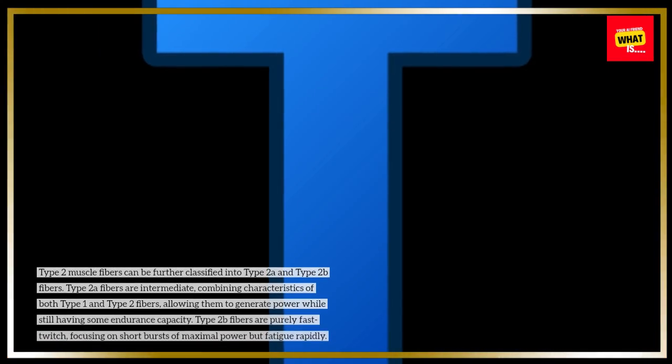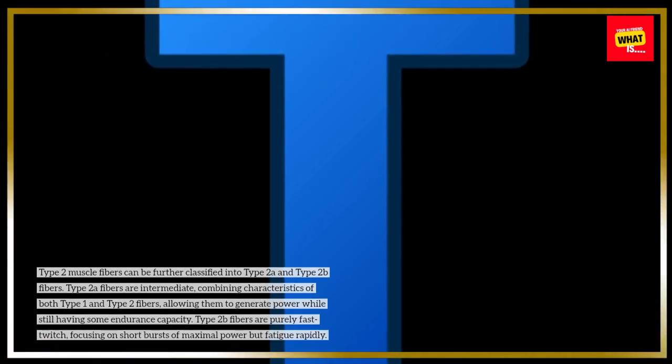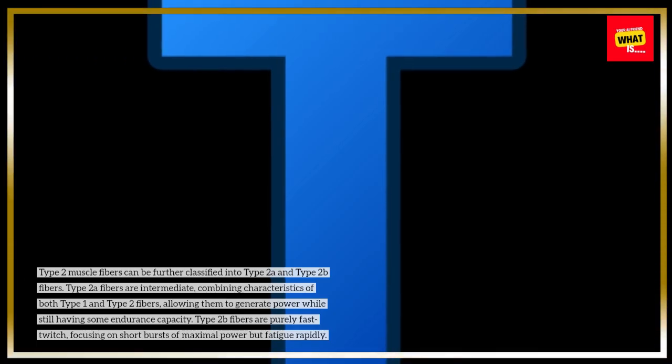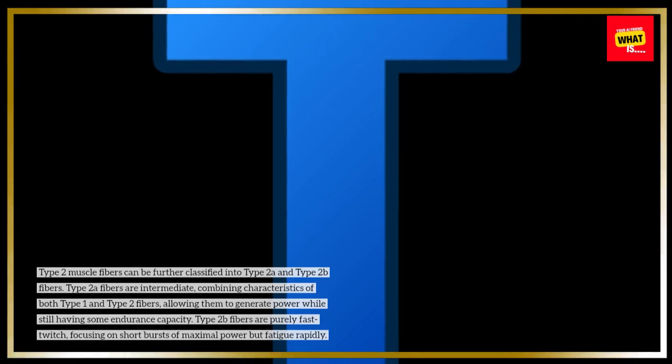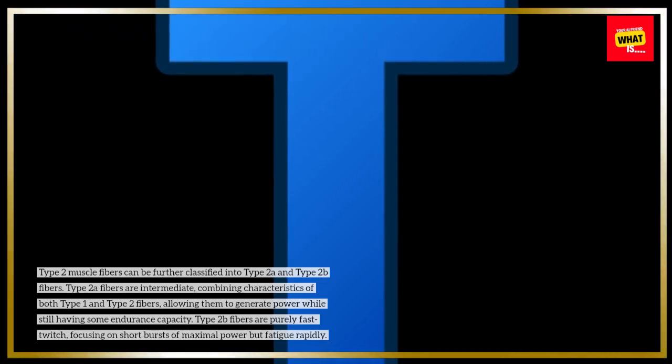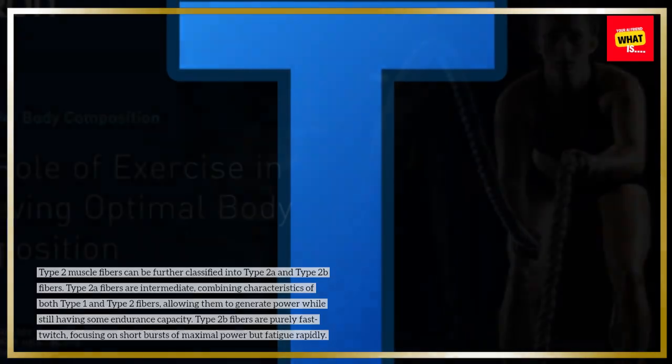Subtypes of Type 2 fibers. Type 2 muscle fibers can be further classified into Type 2A and Type 2B fibers. Type 2A fibers are intermediate, combining characteristics of both Type 1 and Type 2 fibers, allowing them to generate power while still having some endurance capacity. Type 2B fibers are purely fast twitch, focusing on short bursts of maximal power but fatigue rapidly.